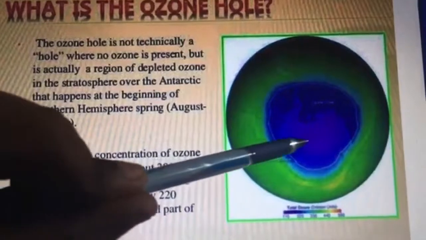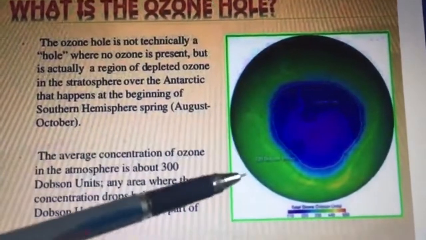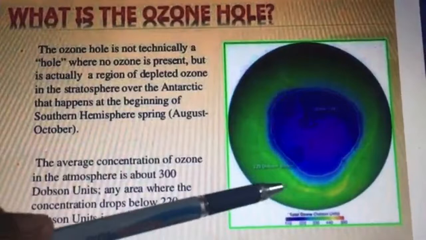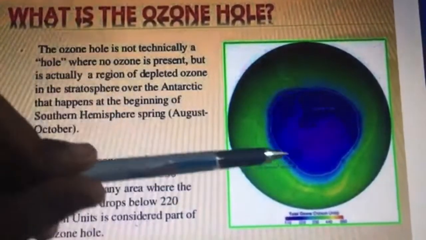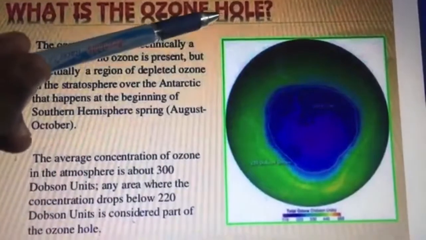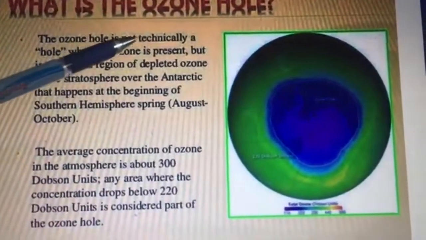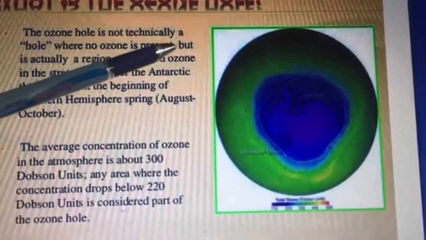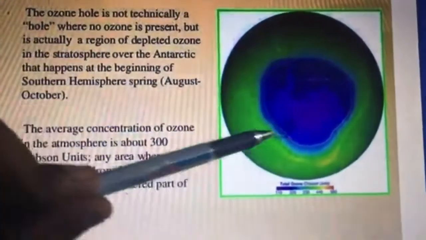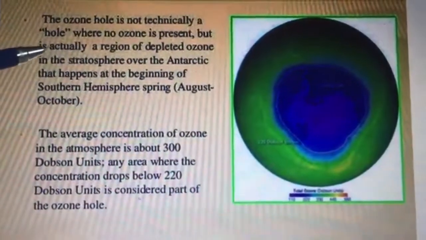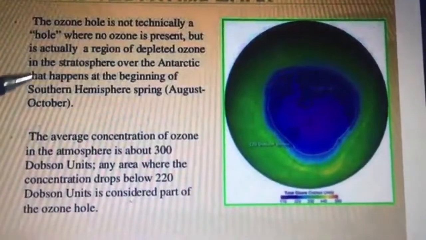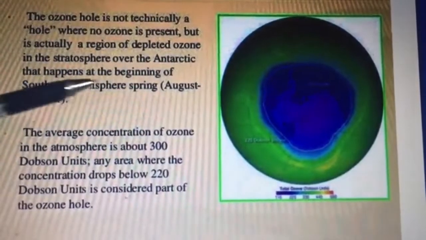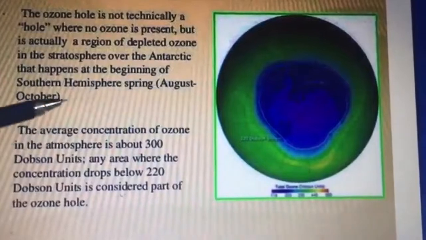The UV rays enter through this ozone layer into the earth, and it affects all living organisms and causes skin cancers. When there is a reduction of the ozone layer, that is called an ozone hole. The ozone hole is not technically a hole where no ozone is present. It's actually a region of depleted ozone in the stratosphere over the Antarctic that happens at the beginning of southern hemisphere spring, August to October.